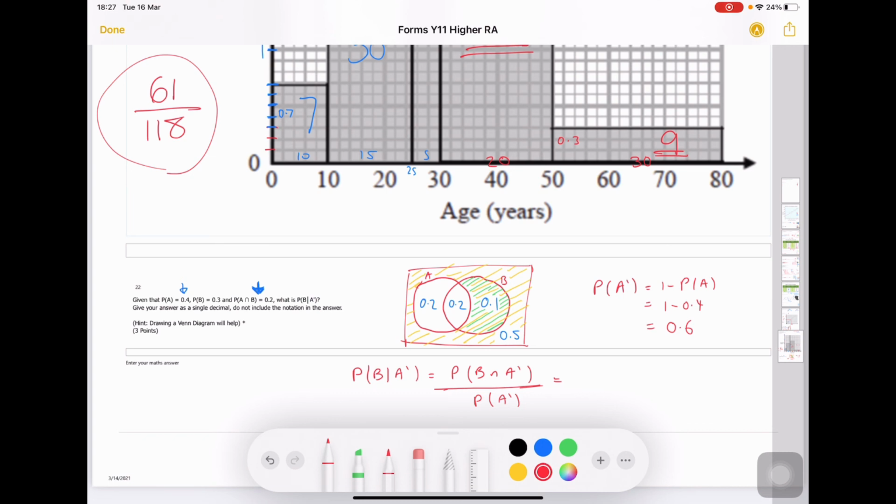Okay, something like this. So now the probability will be 0.1, because of that green region, over the probability of it not being A, which is 0.6, and I'll use this color. I hope that is visible. So this is just the same as 1/6. And as a decimal, well, I can tell that it's going to be a recurring decimal. 0.16 recurring.